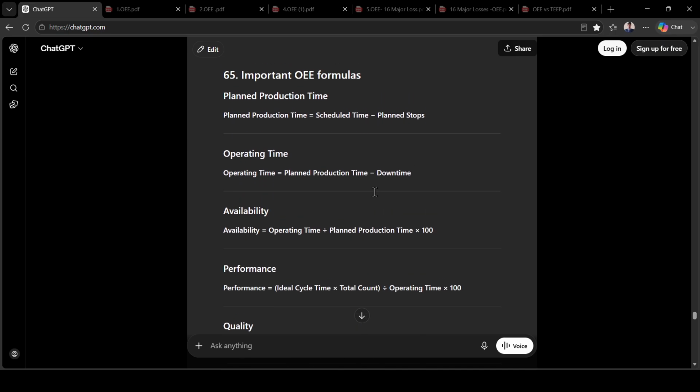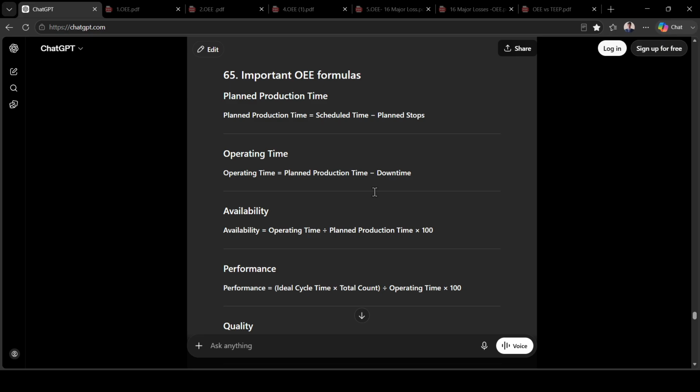Important OE formulas. Plant production time equals scheduled time minus plant stops. Operating time equals plant production time minus downtime. Availability equals operating time divided by plant production time, times 100%.